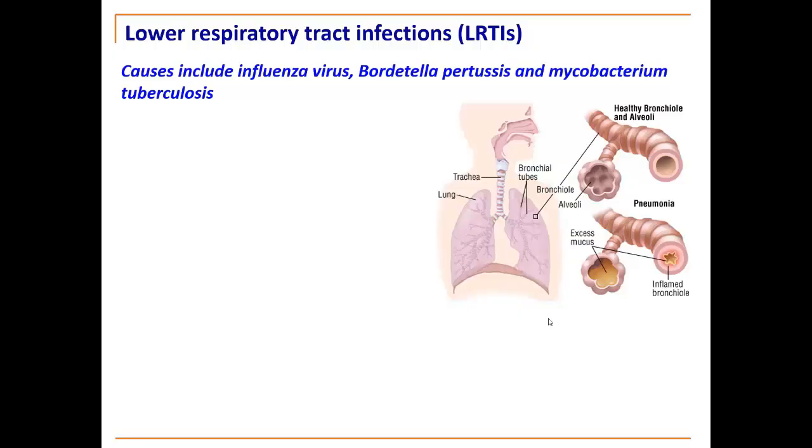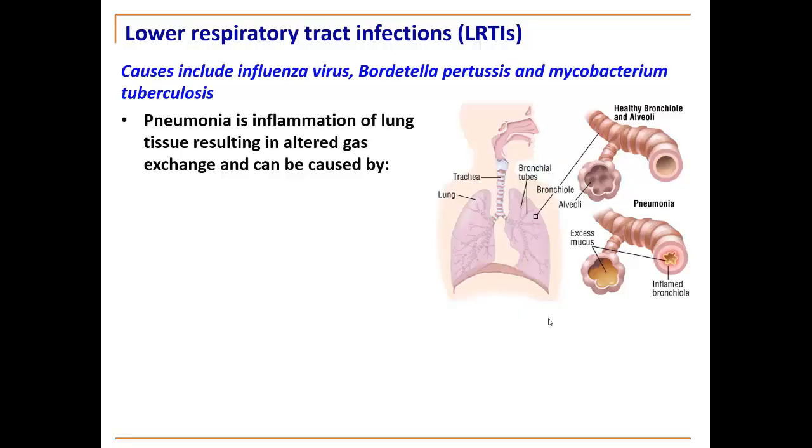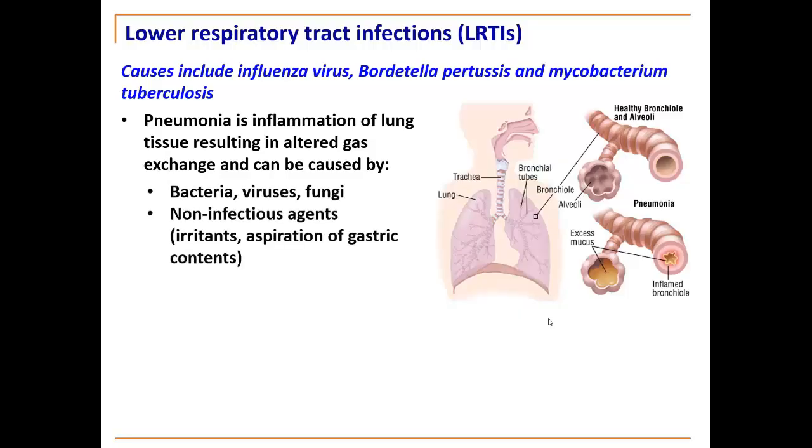So now we're going to move on to lower respiratory tract infections. And the causes include influenza virus, pertussis, bacterium such as tuberculosis, for example, Mycobacterium tuberculosis. And pneumonia itself is inflammation of lung tissue, and that inflammation results in altered gas exchange. And it can be caused by lots of different things, same as before: bacteria, viruses, fungi, non-infectious agents, irritants, aspiration of gastric contents as well.